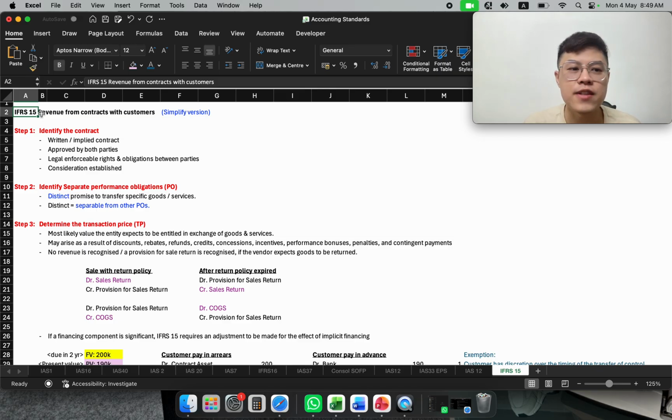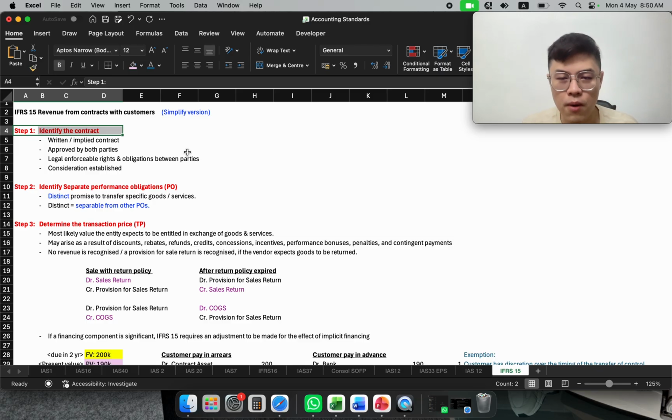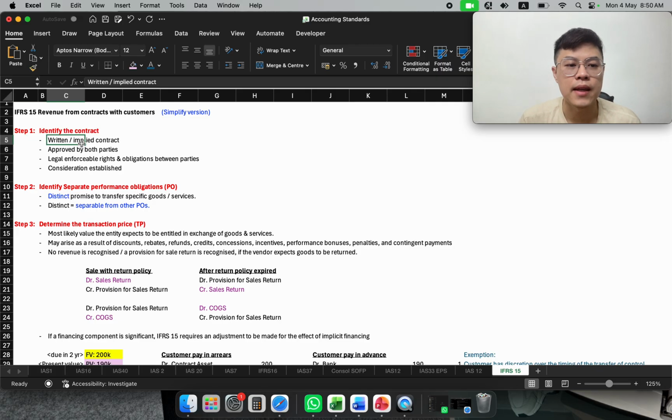In the 5 steps, step number 1 is the most essential, whereby we need to identify a contract from the sales. To identify a contract, it makes sense that we must have at least 2 parties, offer and acceptance. The contract can be written or have implied terms. Written means there's black and white on what I'm selling to you, what you expect to get, and how much you need to pay. An implied contract is non-written, meaning it is verbal.